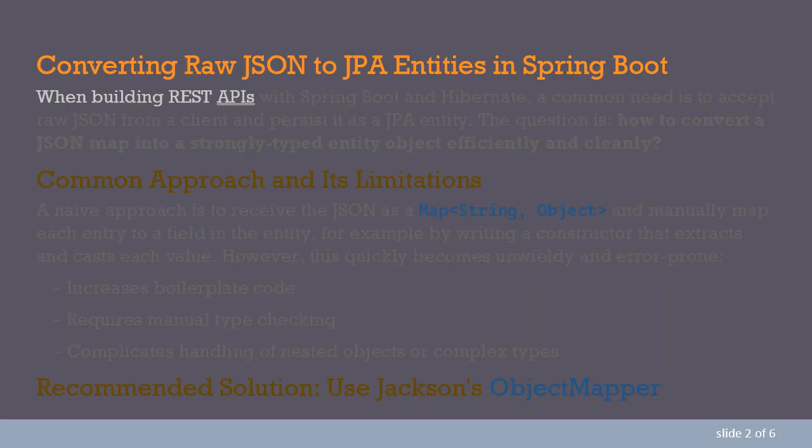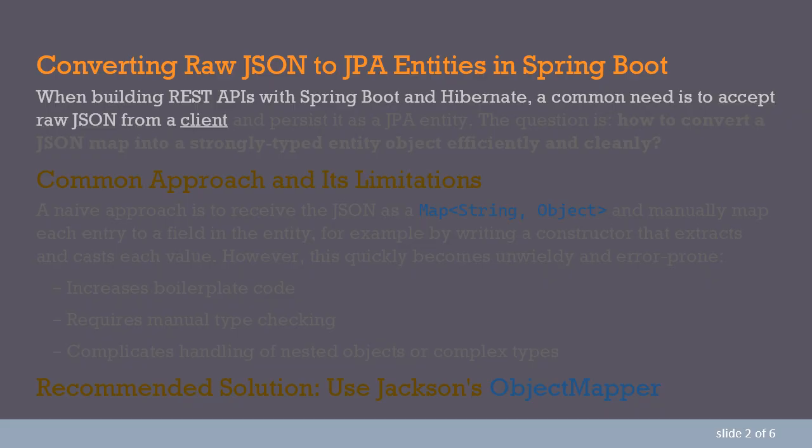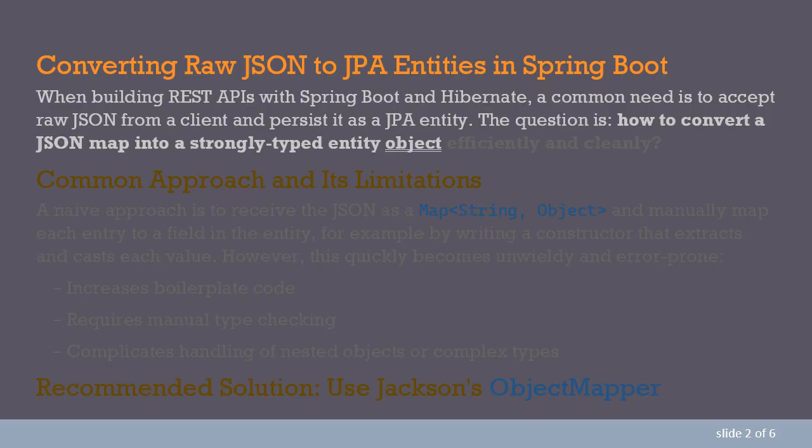When building REST APIs with Spring Boot and Hibernate, a common need is to accept raw JSON from a client and persist it as a JPA entity. The question is, how to convert a JSON map into a strongly typed entity object efficiently and cleanly.